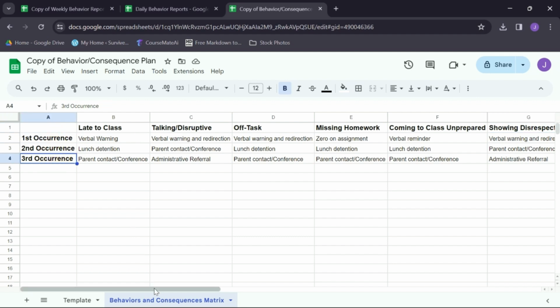And the reason you have this is so that there's no surprises. We want to set expectations so that when things happen, nobody can say they didn't expect that. Okay, so you go over this matrix with your students and you tell them, if you do these things, and of course, these are the 6 behaviors I chose, you'll put whatever works best for you, but you talk to your students. If you do these things 1, 2, and 3 times, this is what's going to happen.